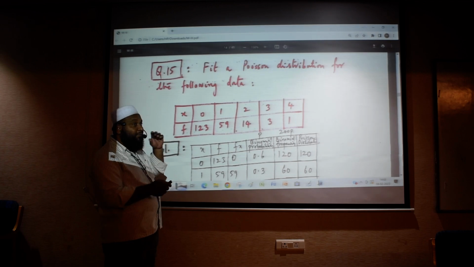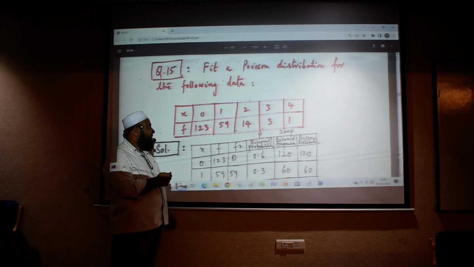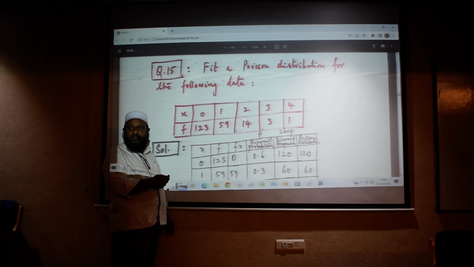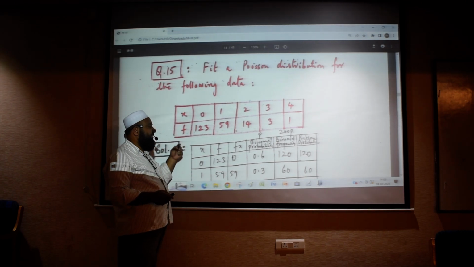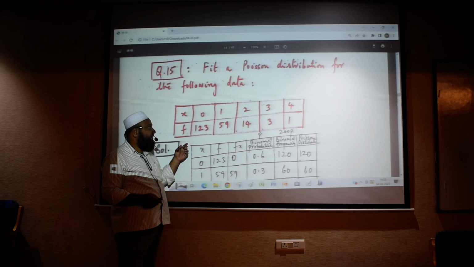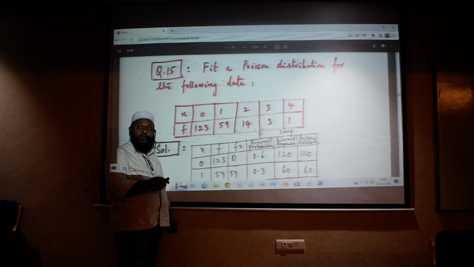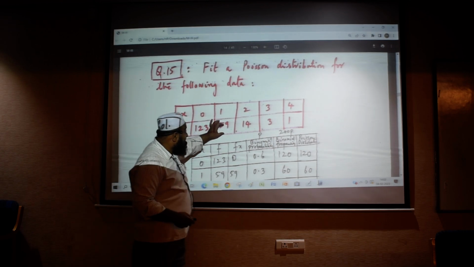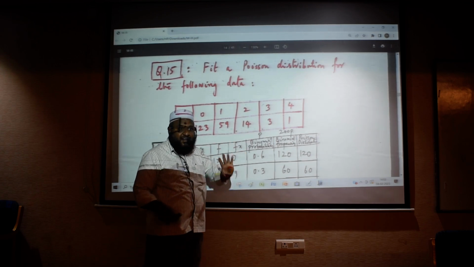Fit a Poisson distribution. Here are these frequencies given: 123, 59, 14, 3, 1. These are the frequencies. The symbol is f, not necessarily f, it can be anything. So these are the values 0, 1, 2, 3, 4. We have to fit some Poisson distribution which is satisfying these values nearly.